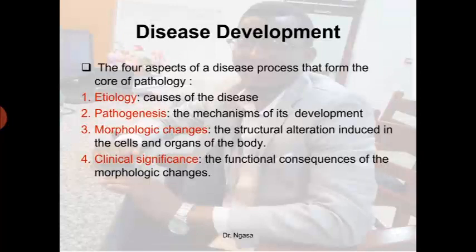But also there are morphologic changes. Here at morphologic changes we check on the structural alterations which are induced in the cells and organs of the body. And finally, there is clinical significance, where we learn about the functional consequences of the morphological changes which have occurred due to a certain stimuli.